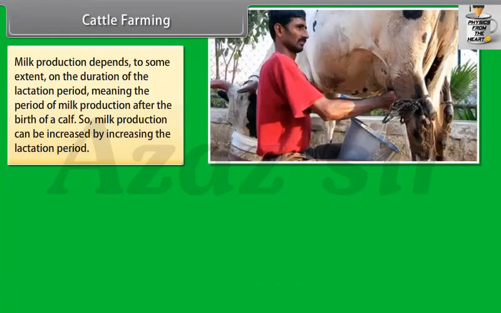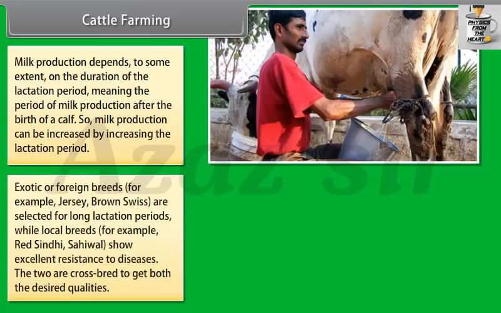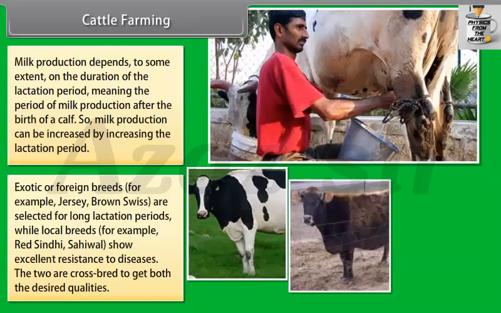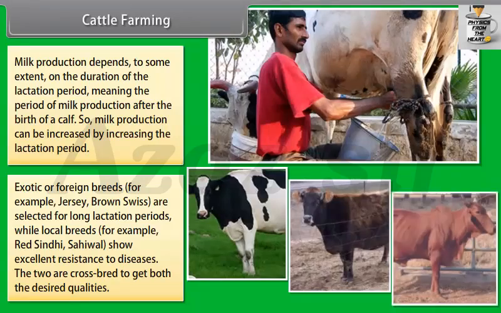Milk production depends to some extent on the duration of the lactation period, meaning the period of milk production after the birth of a calf. So, milk production can be increased by increasing the lactation period. Exotic or foreign breeds, for example, Jersey, Brown Swiss, are selected for long lactation periods, while local breeds, for example, Red Sindhi, Sahiwal, show excellent resistance to diseases. The two are crossbred to get both the desired qualities.